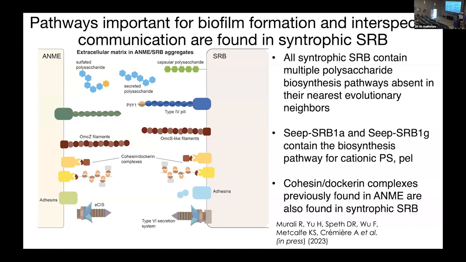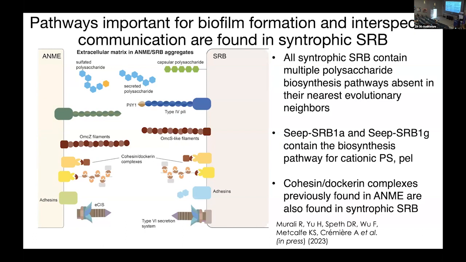So we're using both the lens of existing physiologic experiments as well as this evolutionary analysis to say, if evolution preserves something, it must be physiologically important, and that is supported by the omics data as well. Another really interesting thing that we see is these highly specific cohesin and dockerin complexes that were previously found in ANMEs are also found in SRB.